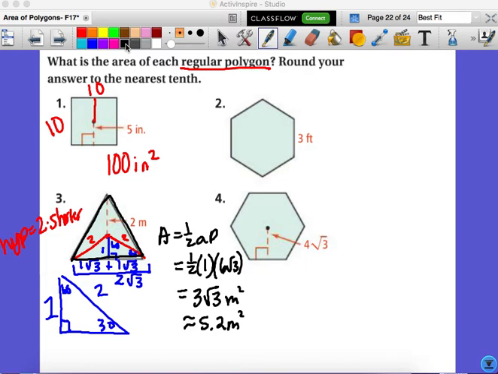So looking at number 2, we've done several hexagons today, so we are going to forego number 2 just for sake of time and look at number 4. So I already know here that my apothem is 4 square roots of 3. What I don't know is the perimeter of this shape.